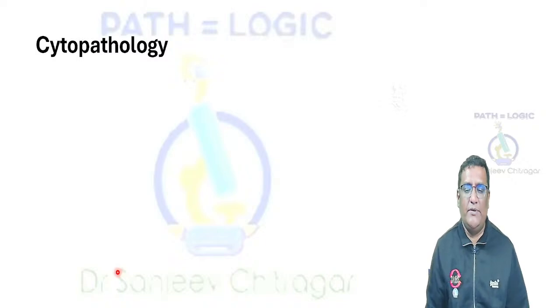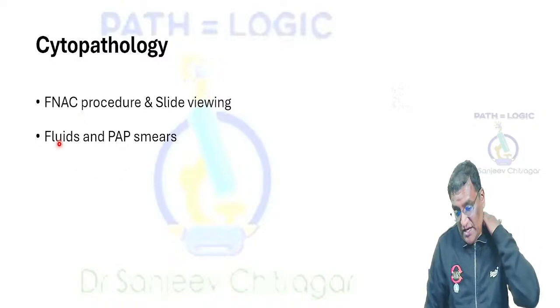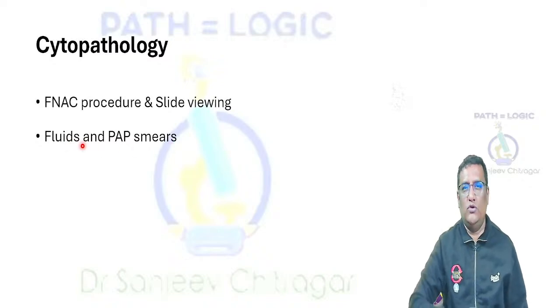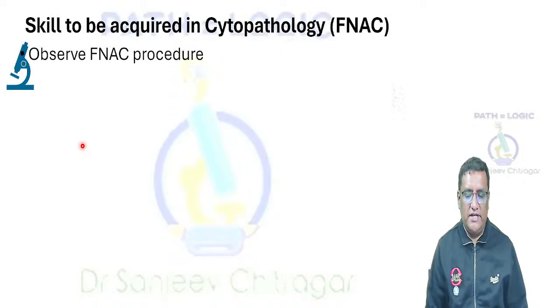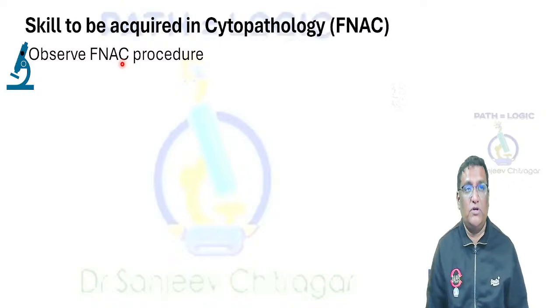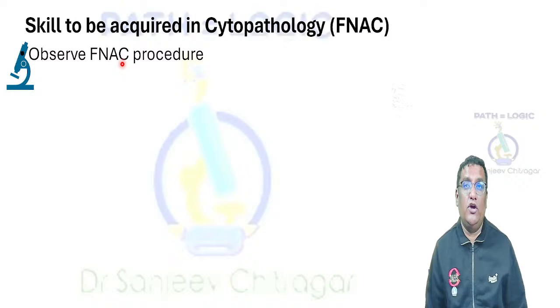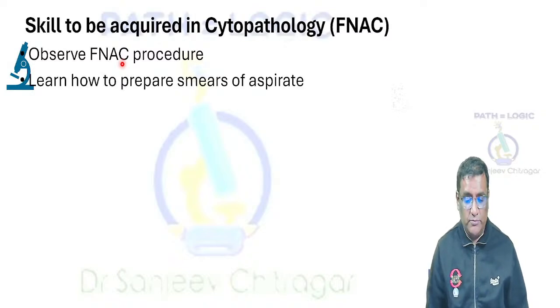So what exactly happens in cytopathology? There are basically two parts: the FNAC procedure and slide viewing of FNAC, and then there is fluid and pap smear. Usually it is divided into fluids and aspiration cytology. So, skills to be acquired in cytopathology. In FNAC, first observe the FNAC procedure. FNAC has to be done by pathologists. This is probably one place where you are getting exposed to the patient. Otherwise, usually you have very limited exposure to the patient.